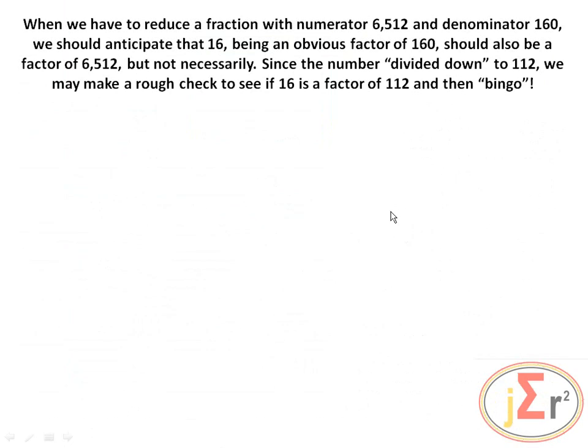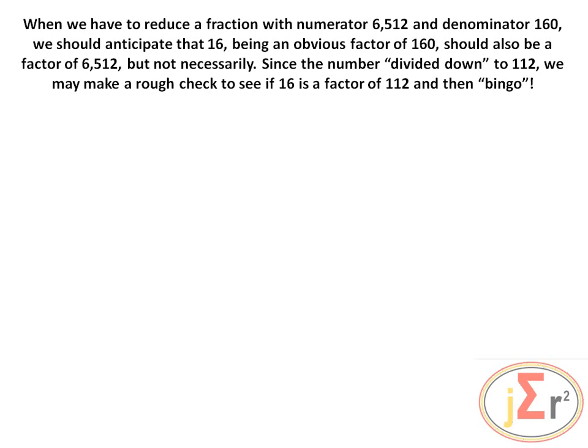When we have to reduce a fraction with numerator 6512 and denominator 160, we should anticipate that 16, being an obvious factor of 160, should also be a factor of 6512, but not necessarily. We are just assuming that it should be, because it would be good if we can find a large common factor, which reduces the fraction very quickly.